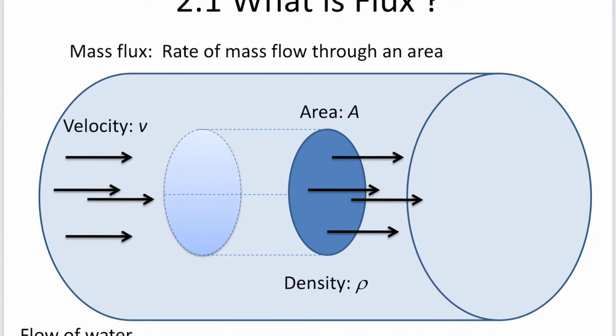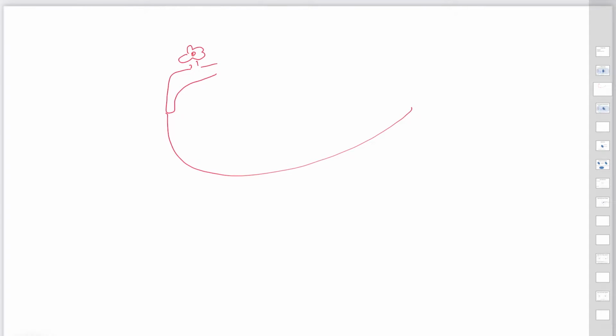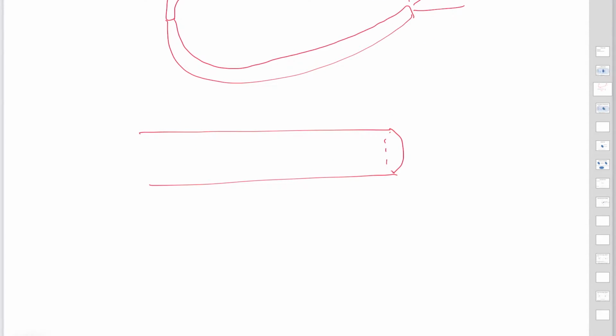Mass flux is the rate of mass flow through an area. To understand flux, we could consider water flowing out of a garden hose. How much water is flowing out of a garden hose per unit time? That is a flux. Then we can consider the hose, the garden hose. Cross section of the garden hose, sigma, is the cross section of the hose.